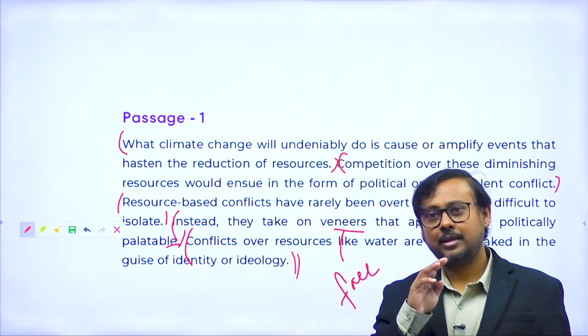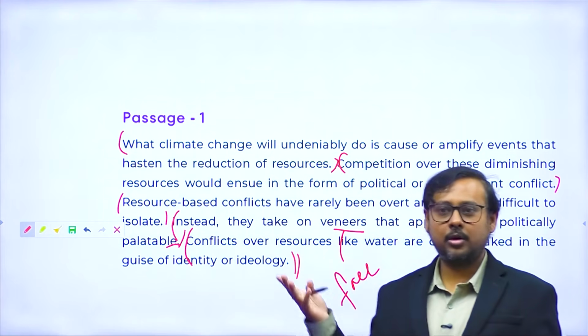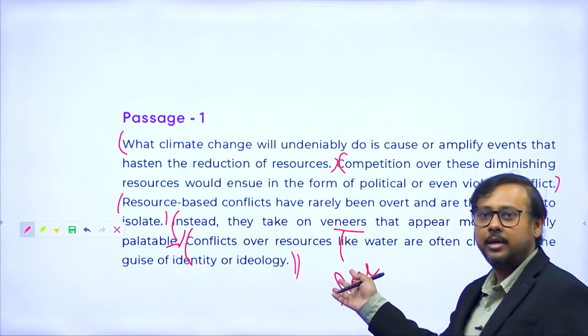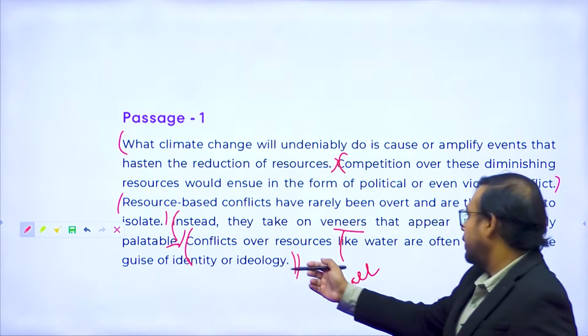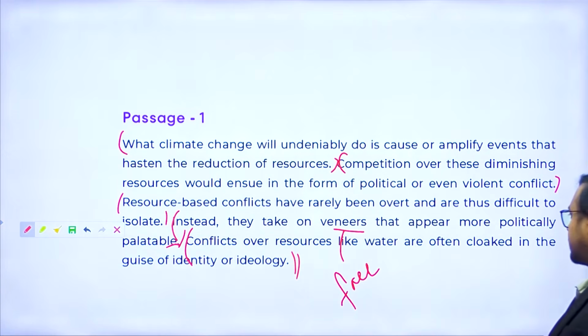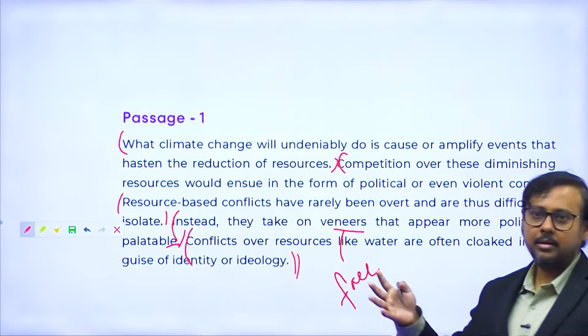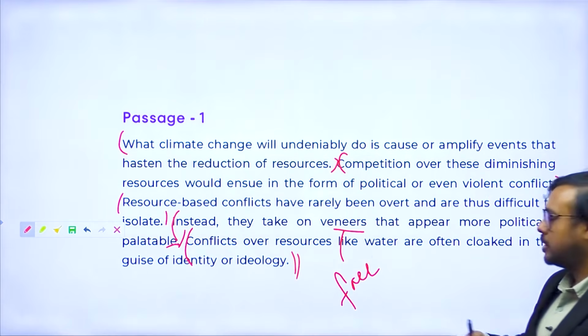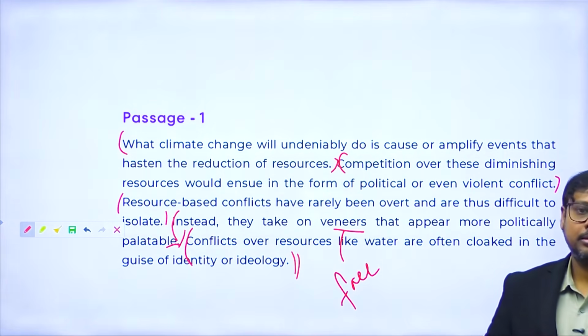Can you equate it with anything that is happening now? Current affairs mein. Venezuela, Iraq war, WMD, right? So these are all like best case examples, right? Conflicts over resources like water are often cloaked in guise of identity or ideology. Same thing, right? Same thing. Conflicts over resources. So what is the logical conclusion that you can come from here?